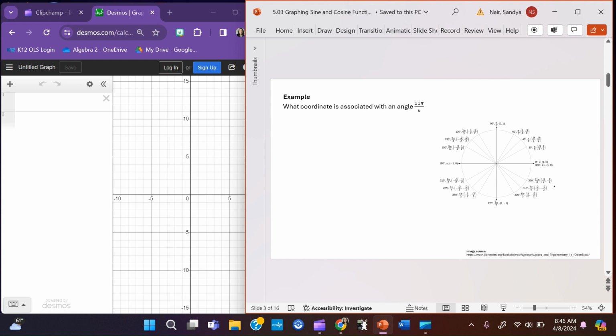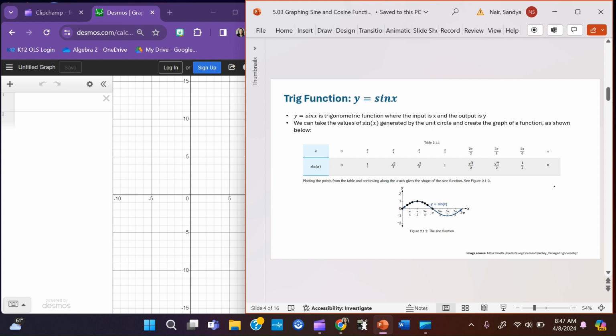So sometimes you'll see the question phrased like this. It'll say what coordinate is associated with an angle 11 pi over 6. And when you see this kind of problem and it's asking for the coordinate, what it's wanting you to do is go to the unit circle and find 11 pi over 6. And then all you have to do is just write down the x and y coordinates that are listed there. So the answer to this would be square root of 3 over 2 and negative 1/2.